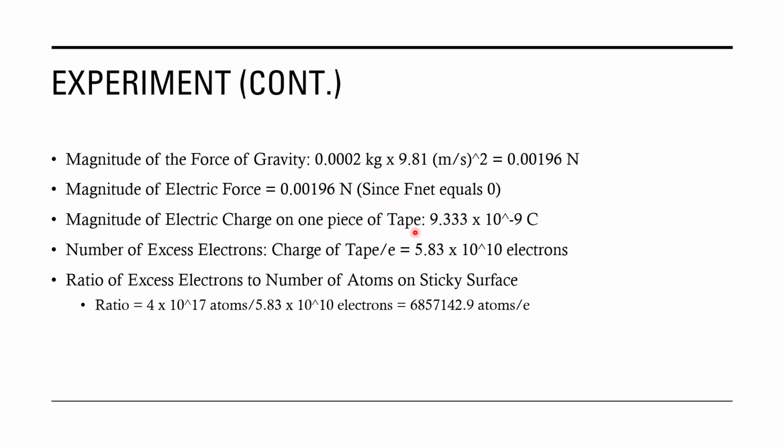And then with this number, we can see the number of excess electrons that were lost from the tape by dividing this number right here by the 1.6 times 10 to the negative 19th that was defined earlier, to get 5.83 times 10 to the 10 excess electrons. And finally, to find the ratio of excess electrons to the number of atoms on a sticky surface, we took the area of the atom from the previous slide and then divided it by the number of excess electrons lost, and then we ended up getting this number right here.